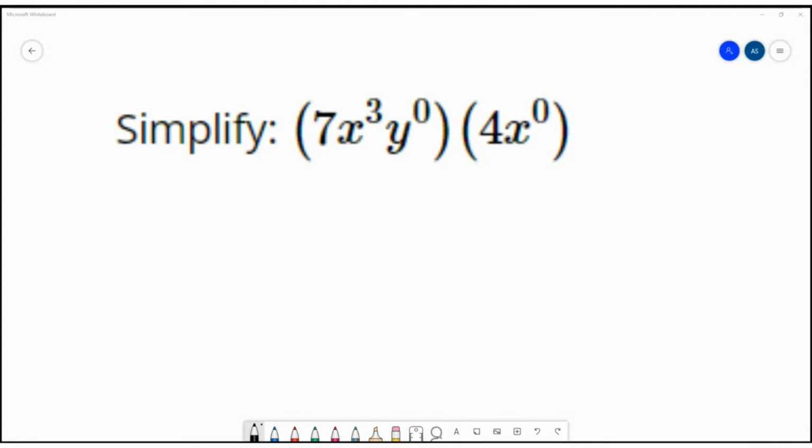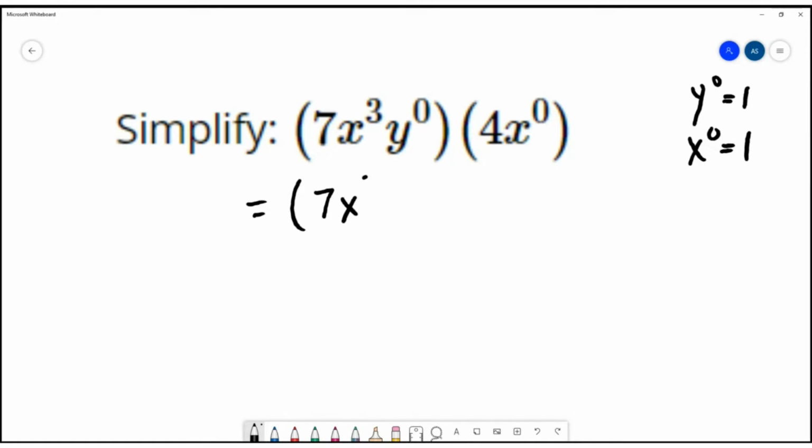We're going to work on the next 5 questions from the practice test. And this next question says, simplify 7x cubed y to the 0 times 4x to the 0. Now in this example, we have y to the 0 power. Y to the 0 power is 1. X to the 0 power is 1. So we're going to simplify those first.